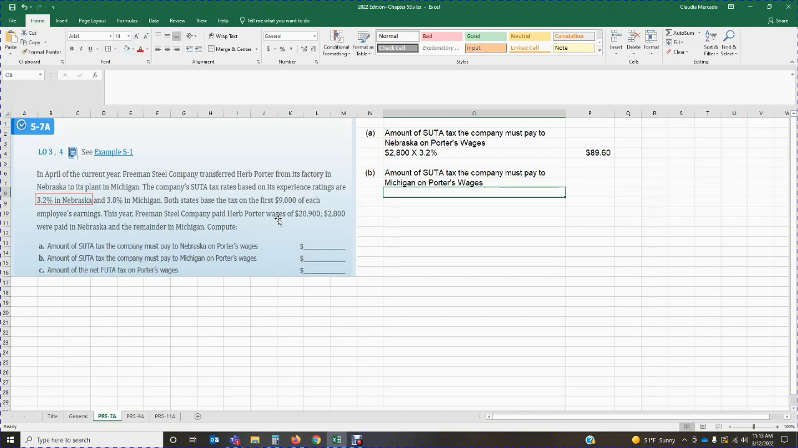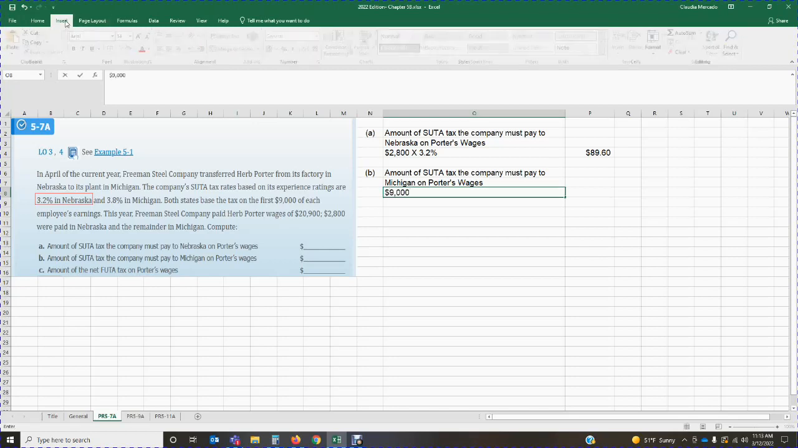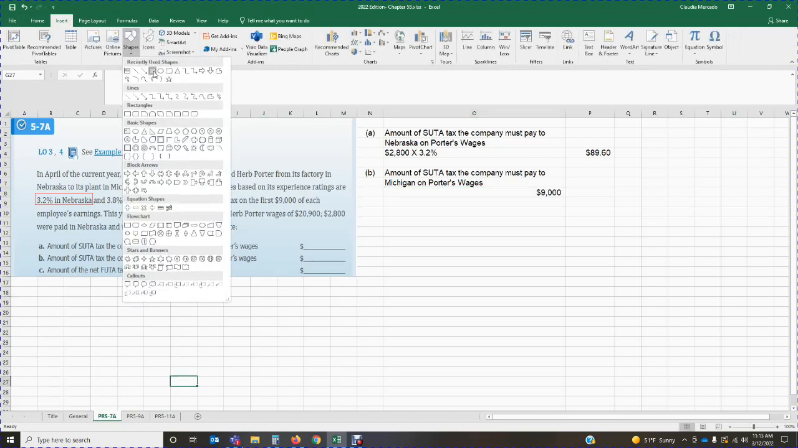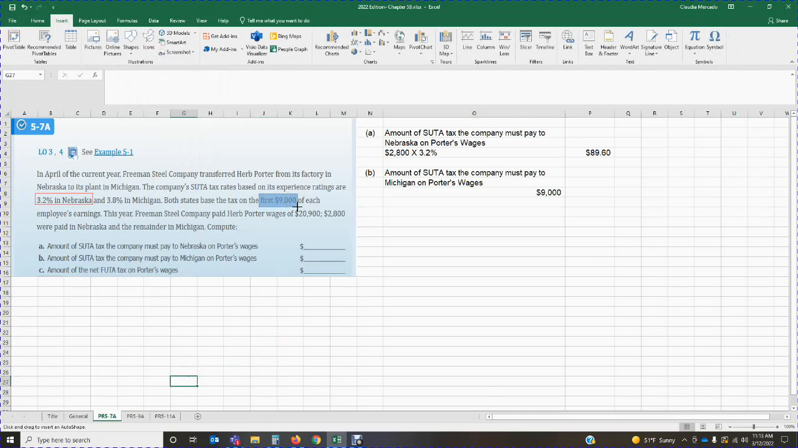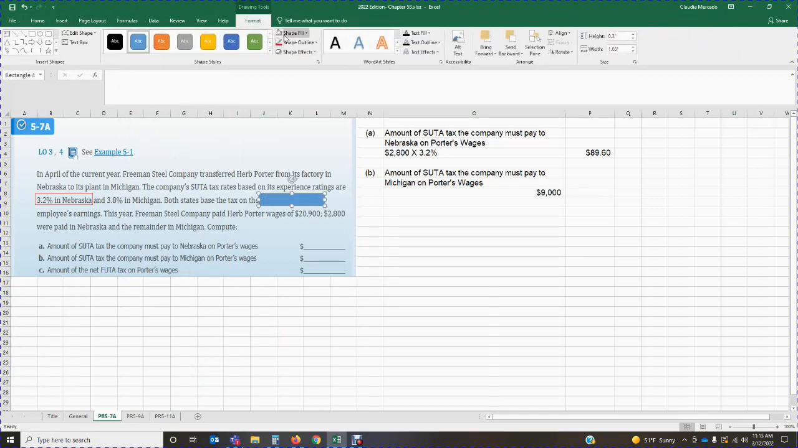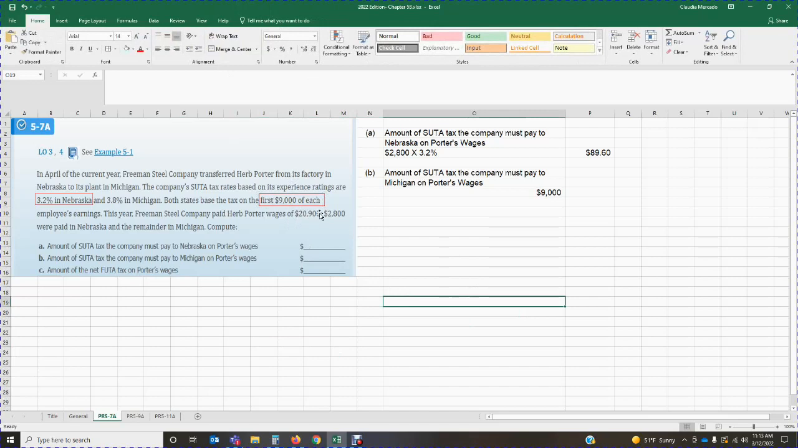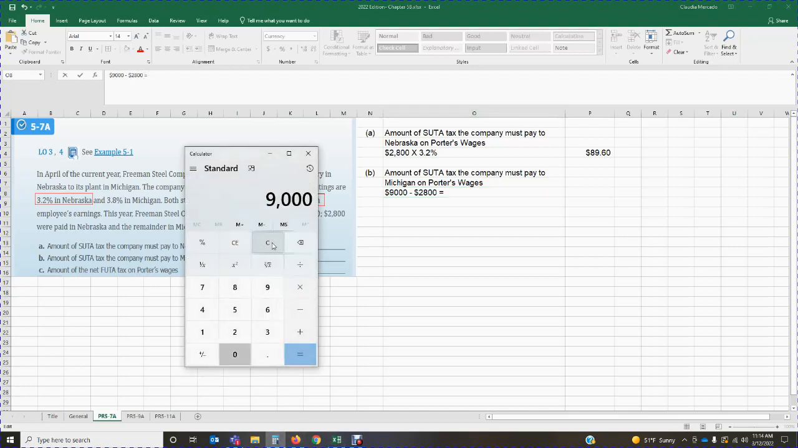So what I'm going to do is get my $9,000, which is the maximum. That is the amount that I am liable to pay taxes on. It says here that we have to pay SUTA taxes on the first $9,000 of each employee. That is the key. So I know that I need to pay SUTA taxes on the first $9,000. I know that I've already paid taxes to the state of Nebraska on the first $2,800. So that means that I only need to pay SUTA taxes on the remainder, which is $6,200.